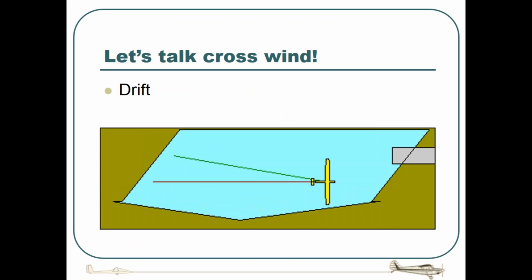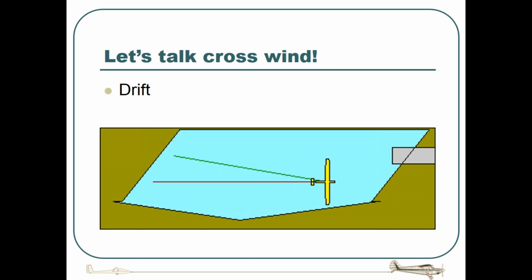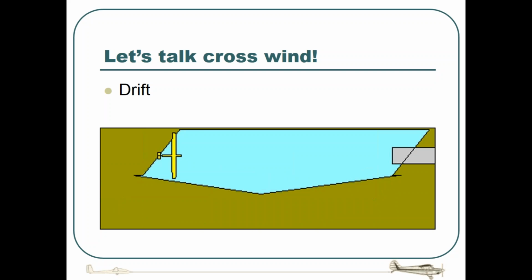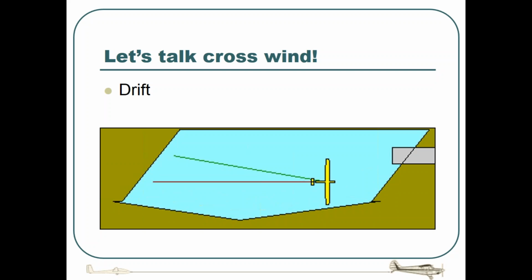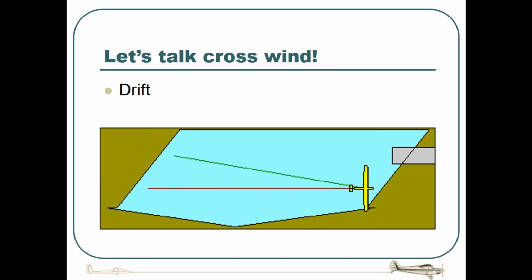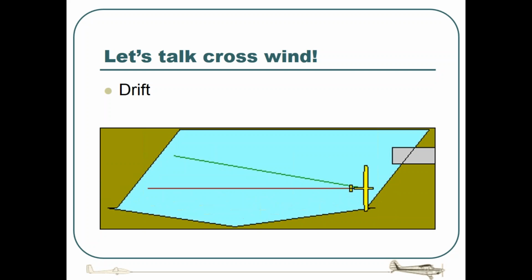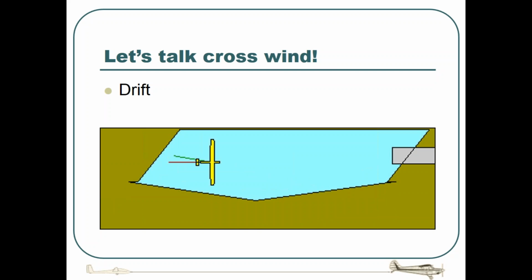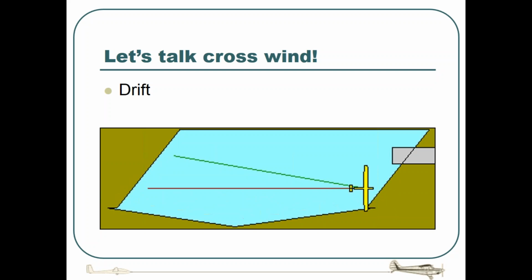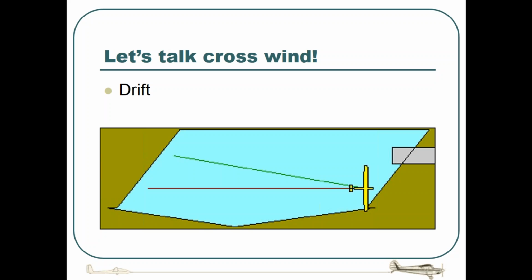So I found this great little animation. Thank you, Internet. And the green line represents your actual track over the ground, while the red line represents the direction your nose is pointing. So in this scenario here, we're approaching the runway. We've got a strong crosswind from the left. We keep the airplane pointed straight ahead, and we're going to drift, and this is assuming wings level.